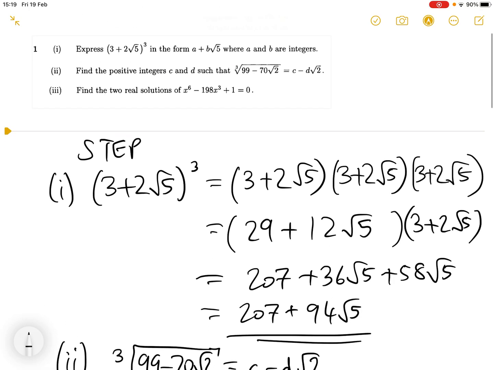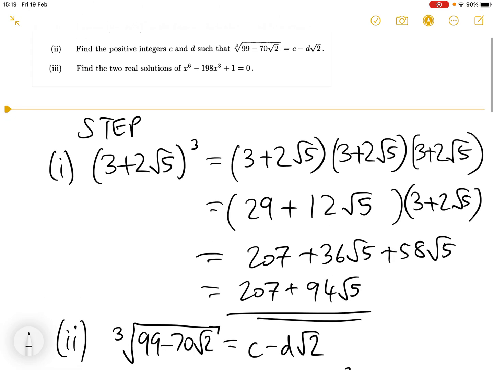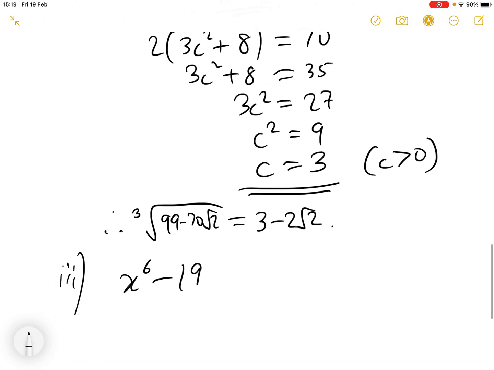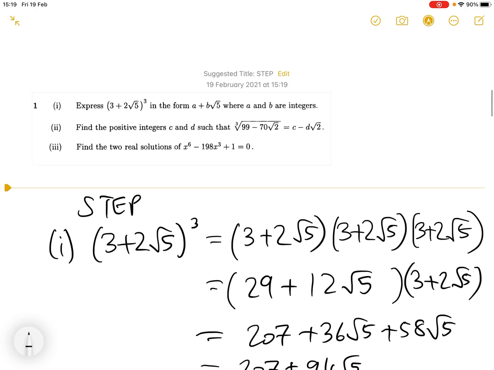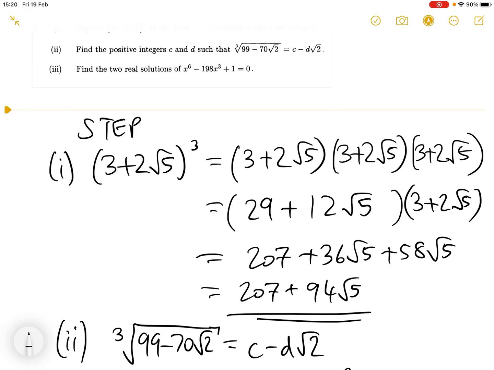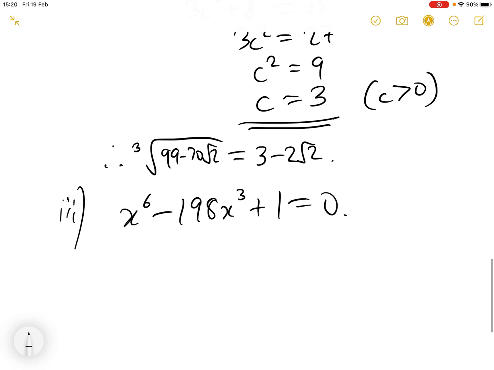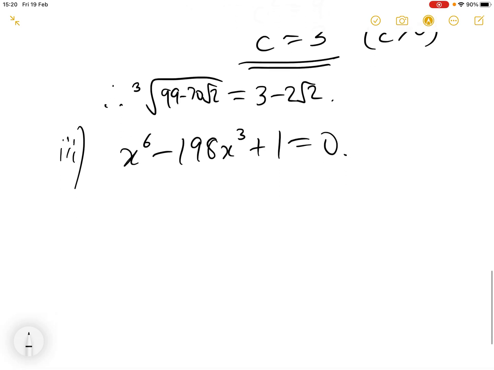So then there's a third part. Find the two real solutions of x to the power 6 minus 198x cubed plus 1 equals 0. I'll just double check I've got that right. Yes. Okay. So this is an equation with a power 6, so it looks like it'd be really hard to solve, but I claim it's really a quadratic equation in disguise.